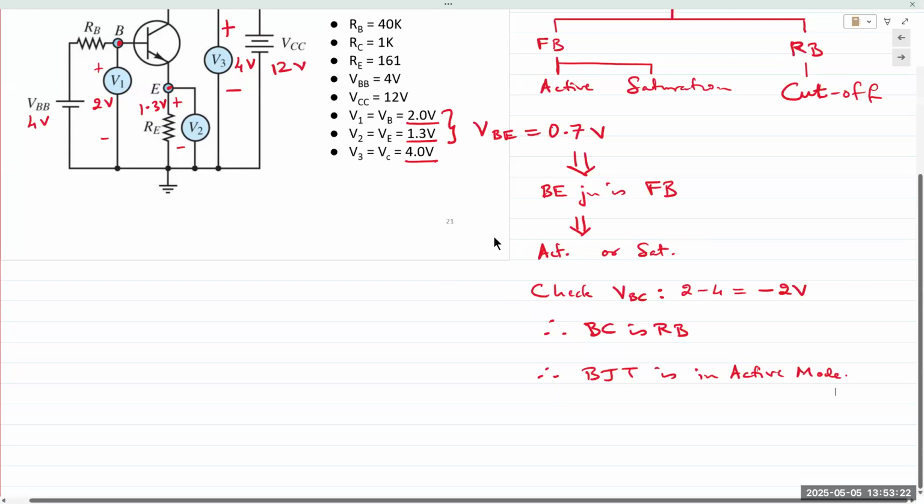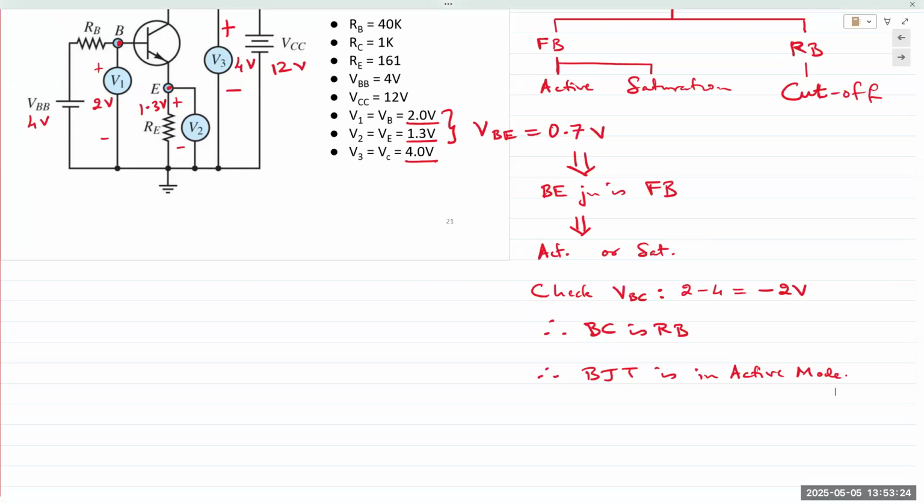That makes sense to everyone? Now let's take a pause. Let me know if you have any questions. Yes. Sorry, what? Oh, the base collector junction is reverse biased.